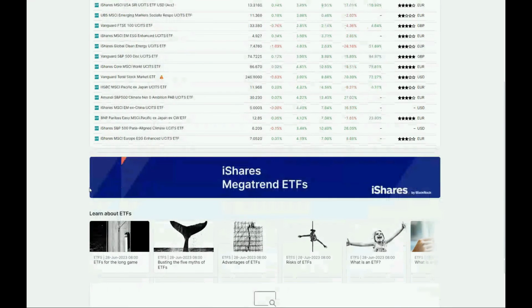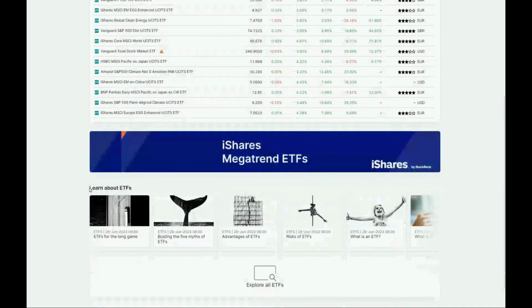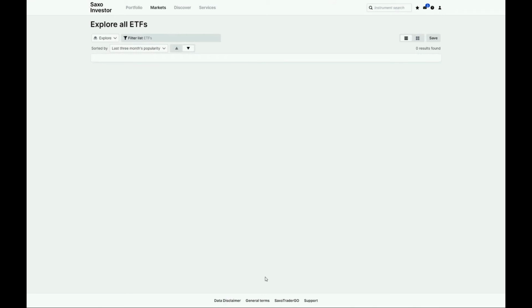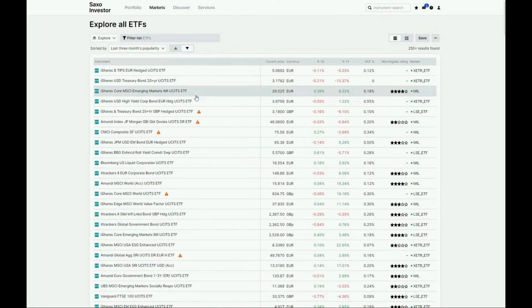Some of you may not know what ETFs is, and now you've heard that it's way cheaper than buying 100 different shares. So, of course, we have some articles down at the bottom of this page to learn about ETFs. What is an ETF? Busting 5 myths of ETFs. Well, that sounds very clickable. I have no idea what's in that, but sounds good. Advantages of ETFs, larger exposure for less money, risks of ETF, and what is an ETF. Many different here, as you can see. Should you want to explore all ETFs, use our screener tool. Press here. And again, now we're in the filter list.